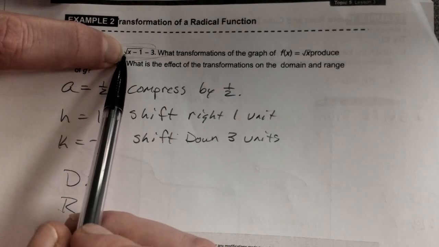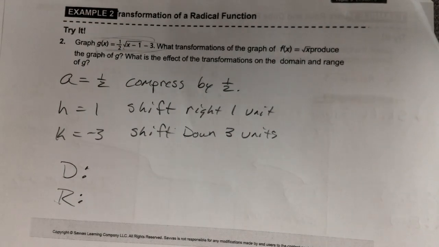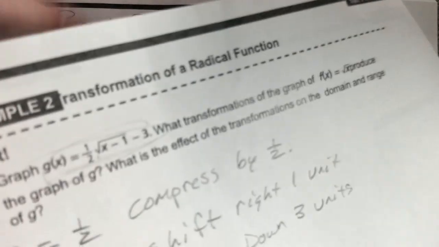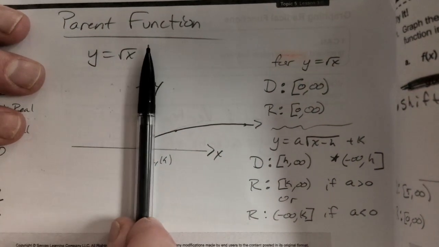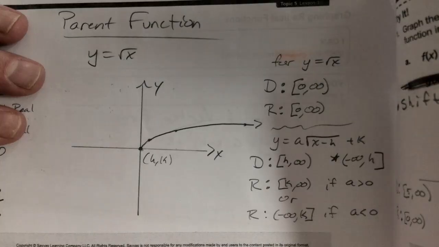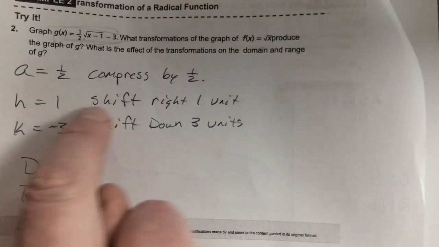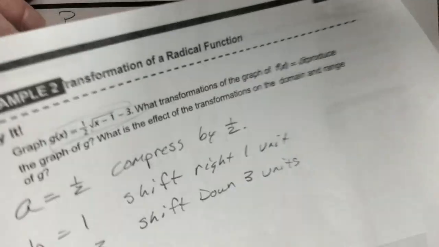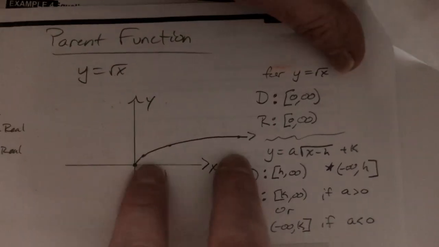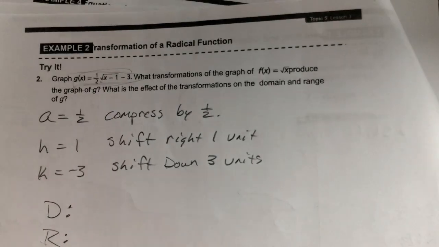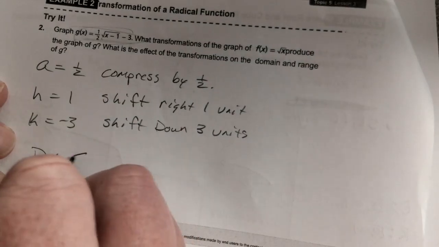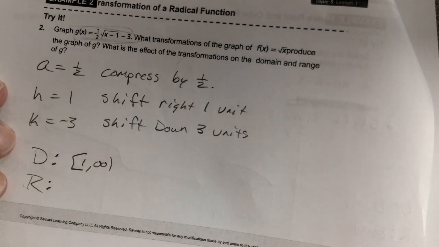So this is our square root function. Sorry, I'm recording. So if you think about your square root function here, the parent has a domain of 0 to infinity. And if I shift that to the right 1 unit, so take this graph and shift it to the right 1 unit, what will the domain be? 1. Very good. 1 to infinity.